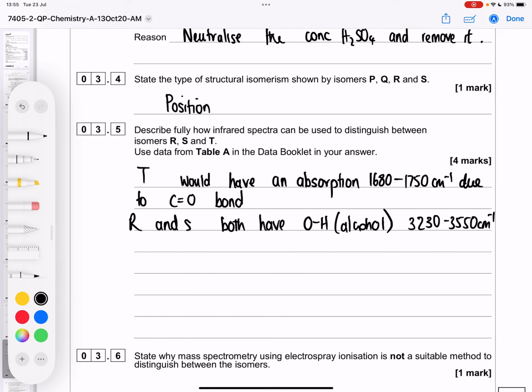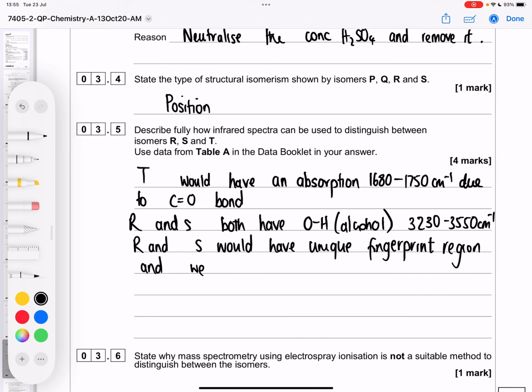But how would we tell R and S apart? R and S would have unique fingerprint regions. That's the region below 1,500 centimetres to the -1. And we could compare these to a database to identify them.